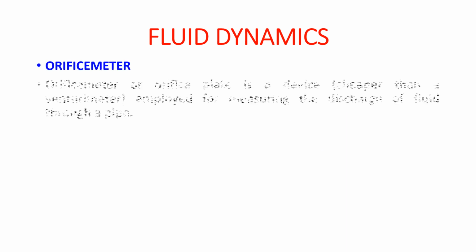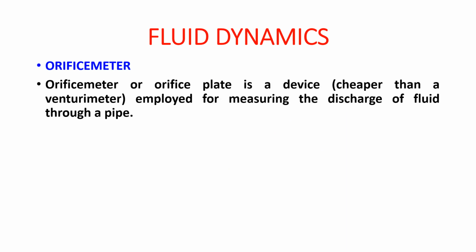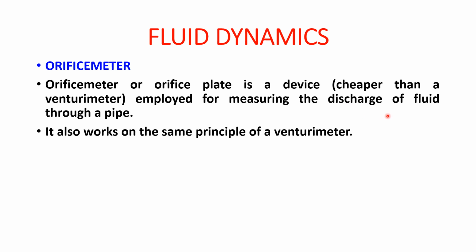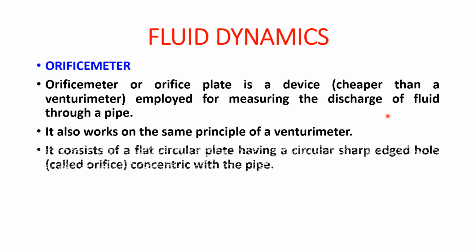So going to the next slide, the theory about this. The orifice meter or orifice plate is a device which is cheaper than the venturi meter, and is employed for measuring the discharge of a fluid through a pipe. We have seen that it is a discharge measuring instrument. It works on the same principle as a venturi meter.